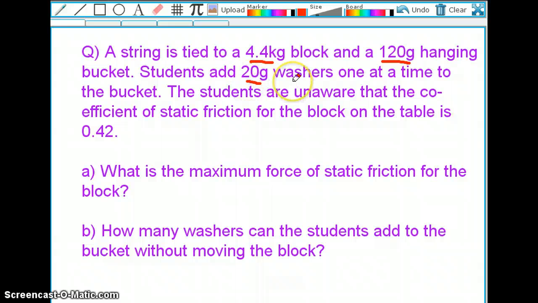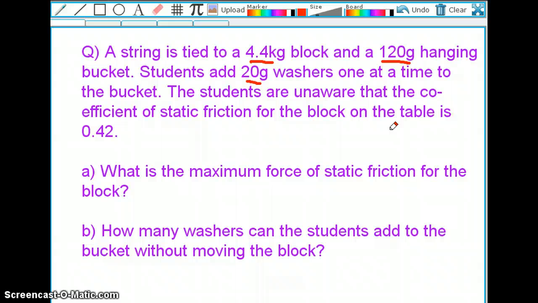Now, if you don't know what a washer is, that's not a big deal. You don't need to freak out about that. That's not even part of the question. It's just something the students add to the bucket. A washer is essentially a round metal kind of screw kind of thing. So whatever. Anyways, I digress.